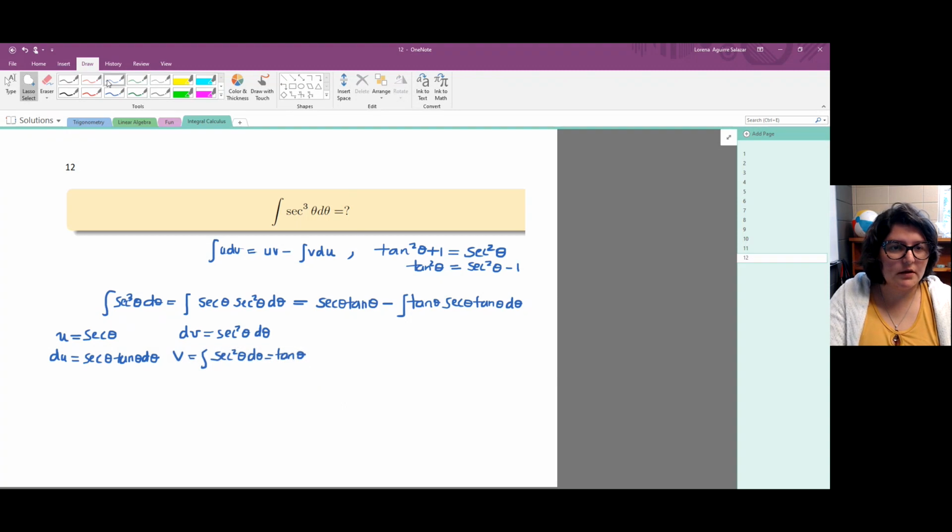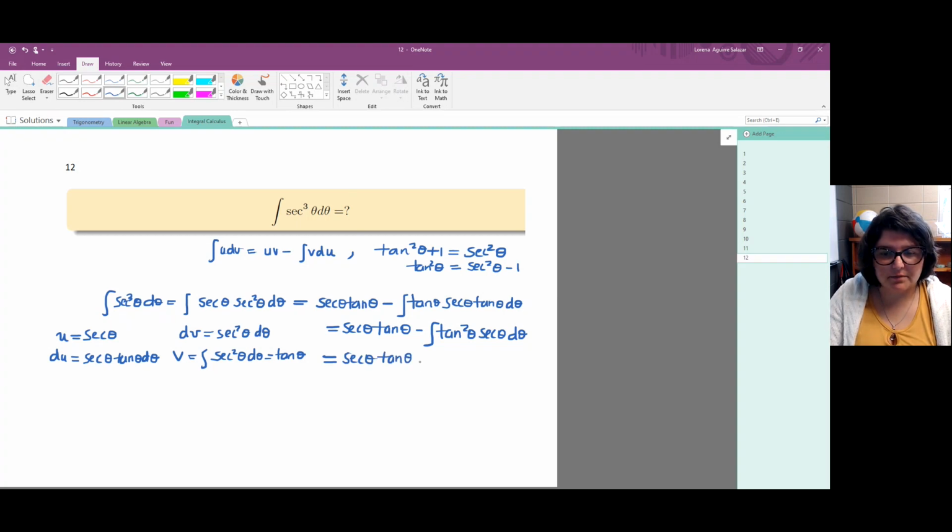Now, what we're going to do is write secant of theta, tangent of theta minus the integral of tangent squared of theta, secant of theta d theta, because tangent times tangent is tangent squared of theta times secant of theta. And then we're going to use the fact that tangent squared of theta is secant of theta squared minus 1 to get that the integral we're looking for is the secant of theta times the tangent of theta. And here I forgot to write a minus instead of an equal.